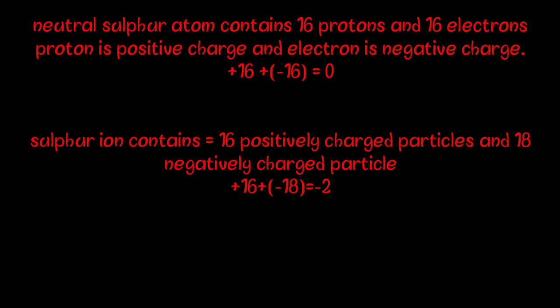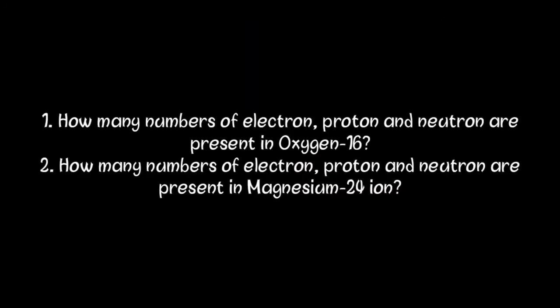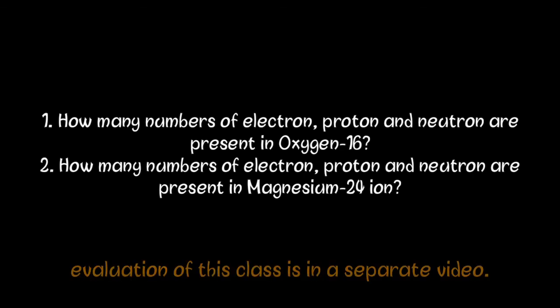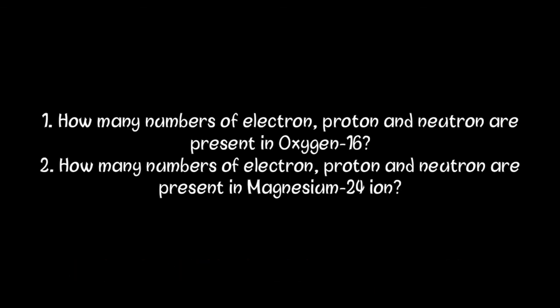Look at the following examples. The number of electrons is 8, protons is 8, neutrons is 8, mass number is 16, since it is not an ion, rather it's just an atom. The number of electrons is 10, protons is 12, neutrons is 12, mass number is 24, since the charge is plus 2.